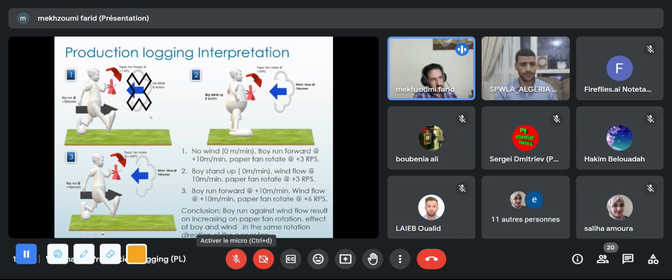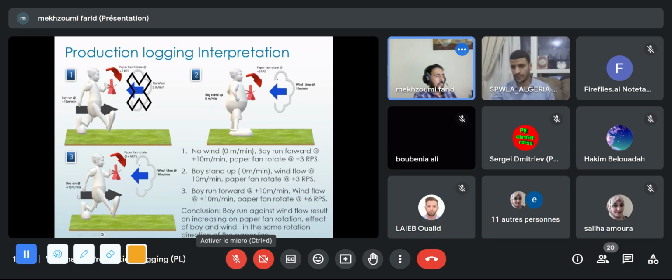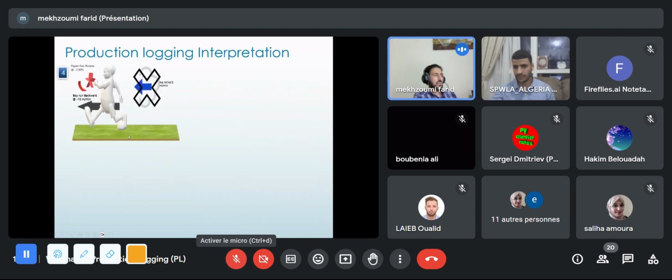When the buoy is running against the wind flow here, this is increasing the paper fan rotation. The effect of the buoy and wind is in the same rotation direction of the paper fan. It gives me, I mean, the resultant of two forces in the same direction. It's adding. Okay. Now let's move to the fourth scenario.